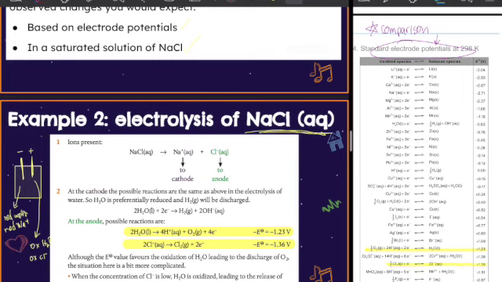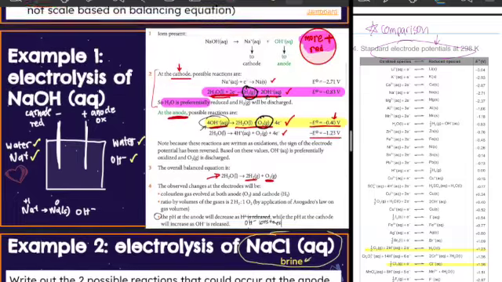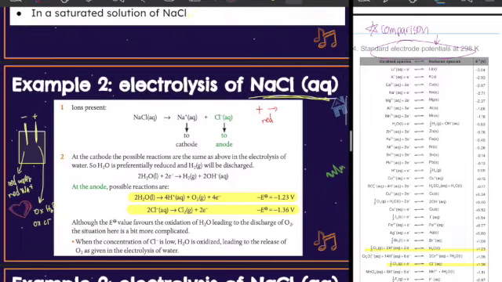All right, remind yourself, what's the rule? If I'm more positive, I am more likely to be reduced. More negative, more likely to be oxidized. At the anode, the thing that's definitely going to happen is oxidation. So between these two, water should win.